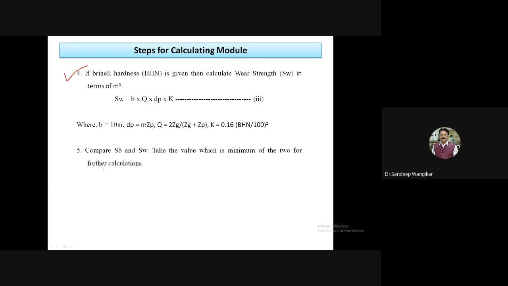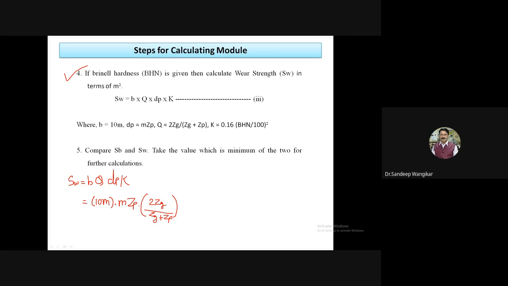See here, I will again explain. SW is equal to BQ dP into K. I will substitute the value of B as 10 times of module. Then dP I will put as M into ZP, as the number of teeth are given. Then for Q I will substitute twice ZG divided by ZG plus ZP, assuming the number of teeth are given.